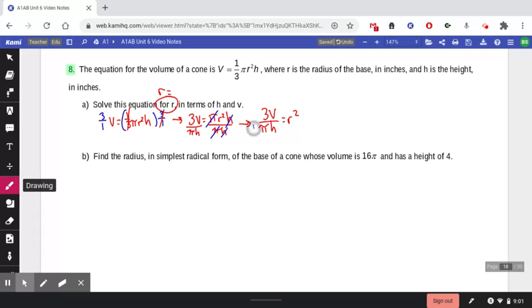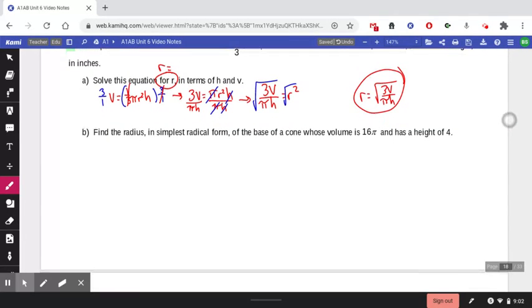One final step, we take the square root of both sides to get rid of the squared, and we get r is equal to, and I'm just going to flip the sides here, the square root of 3V over pi h. So this is an equation, right, to solve for a radius of a cone? This is to solve for the radius of a cone given the volume and given the height. If you were given the volume of a cone and the height of a cone, you could use this equation to solve for the radius.